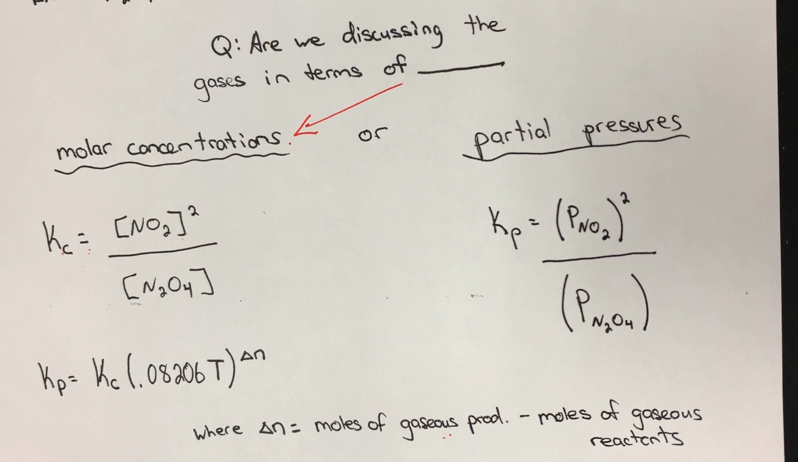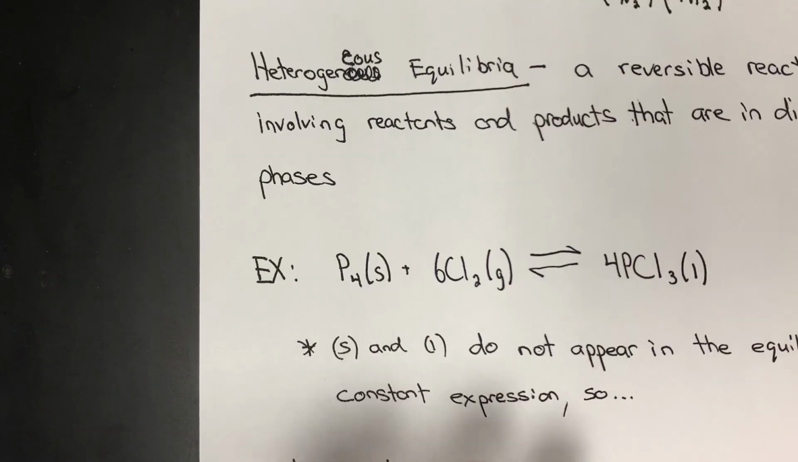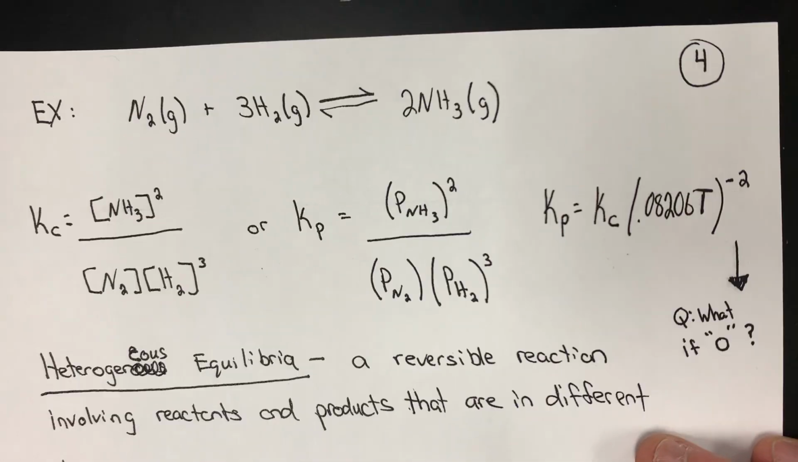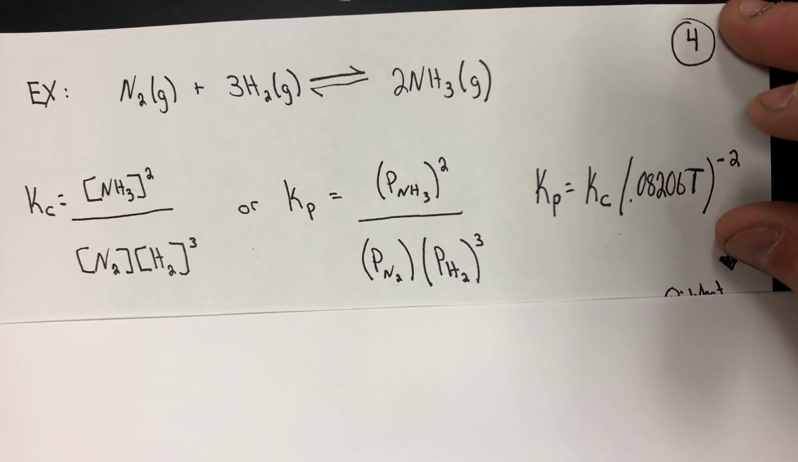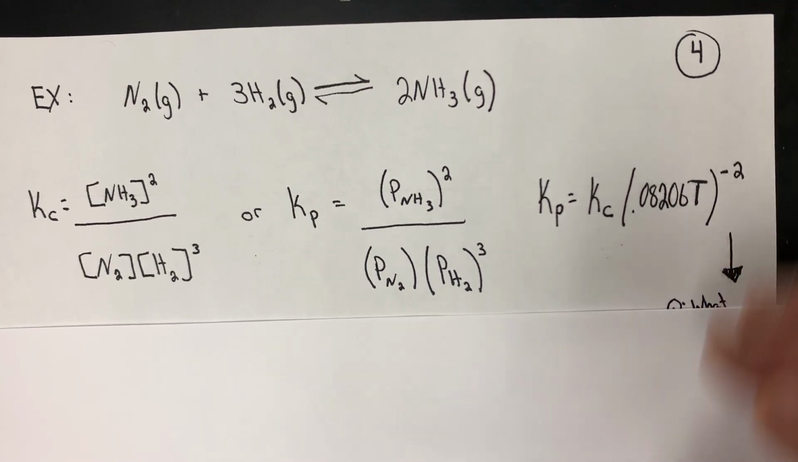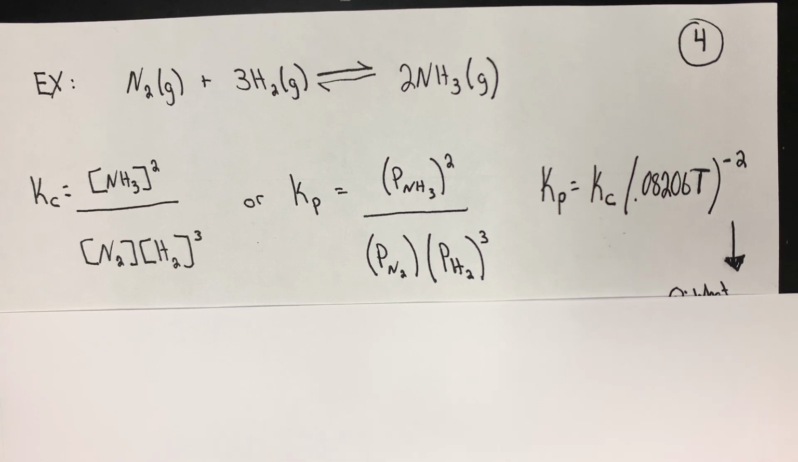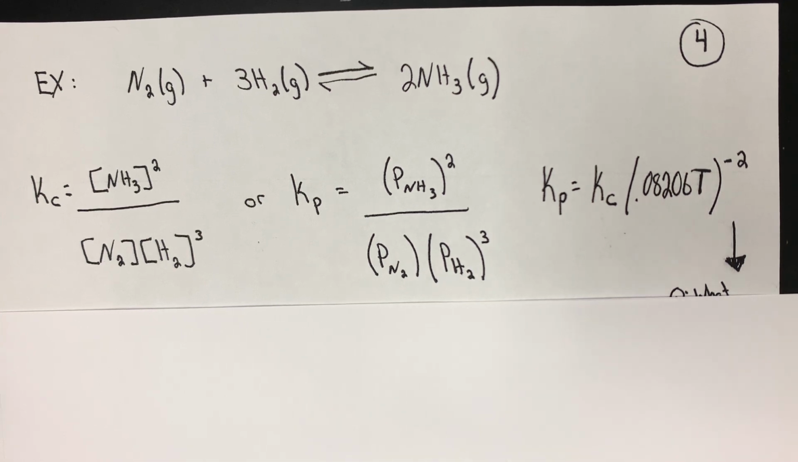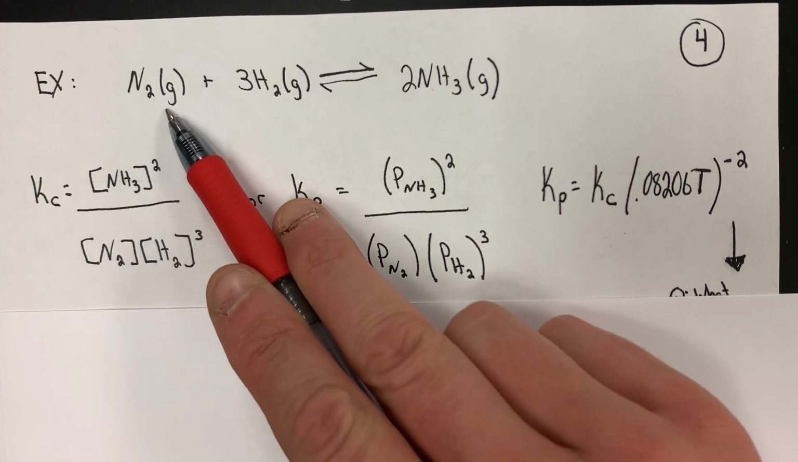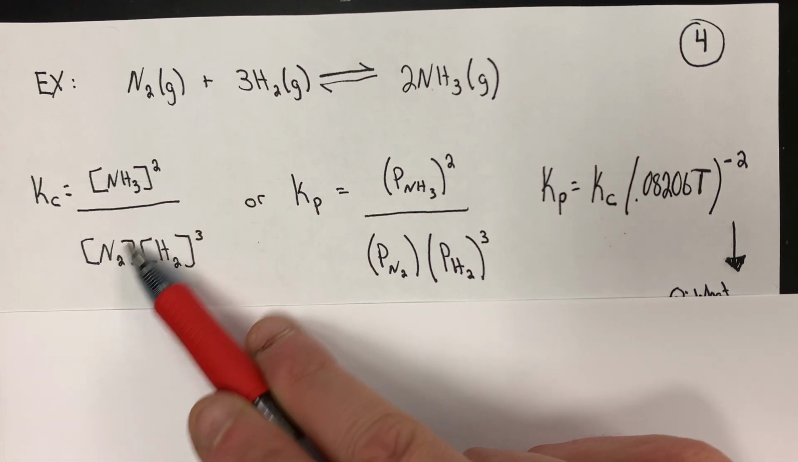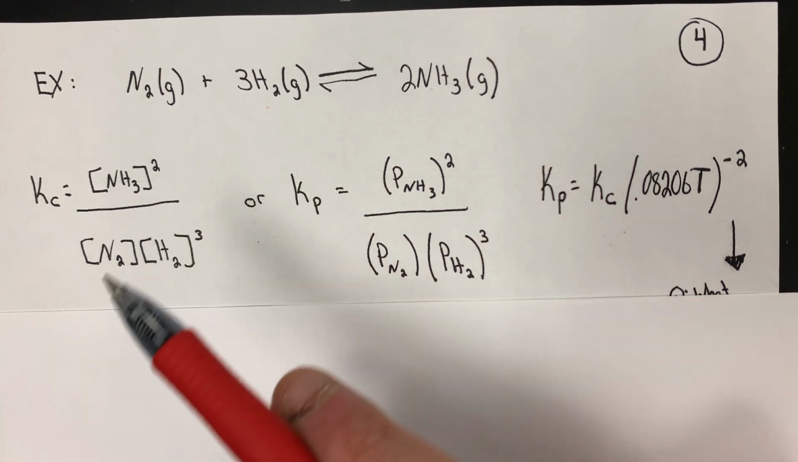Let's take a look at a specific example. Let's say we want to talk about the generation of ammonia in the following reaction, and we're just trying to come up with the equilibrium expression. So I have my balanced equation, and I know that our K value is going to be equal to products over reactants, with those products and reactants raised to the power of the coefficient in the balanced equation. So I find that my ammonia concentration is raised to the power of 2, my nitrogen is raised to the power of 1, and my hydrogen is raised to the third power.